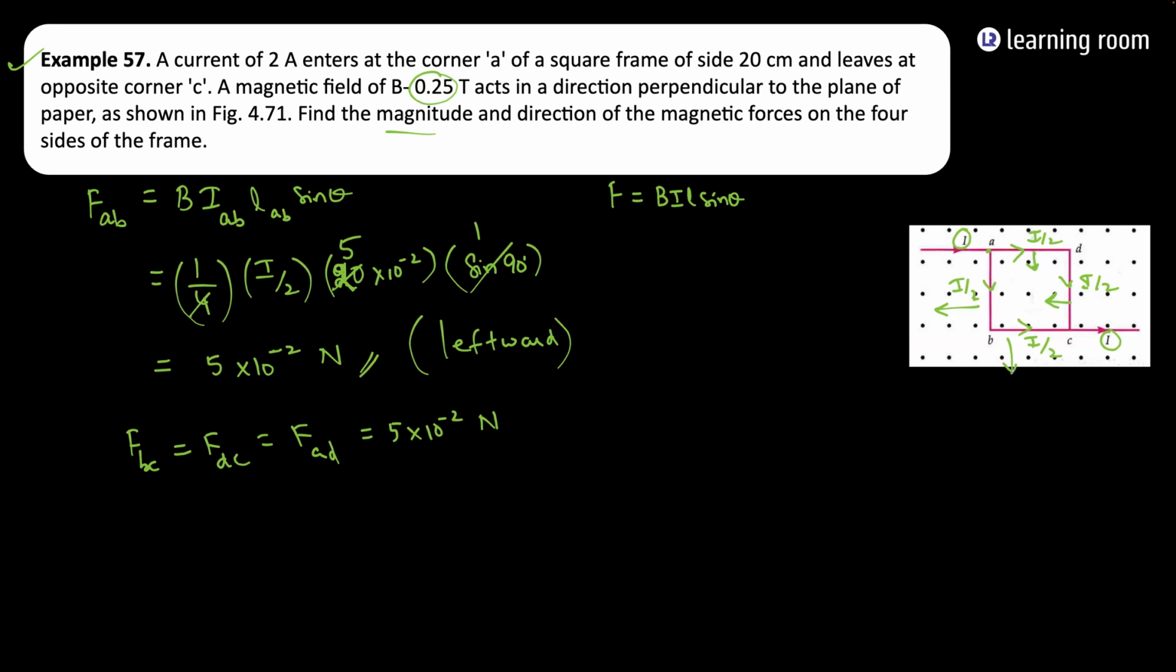So AB and DC are experiencing leftward force. AD and BC are experiencing downward force. Clear with that? Yeah. Just make a quick note of it.